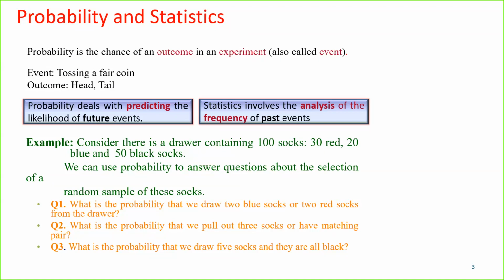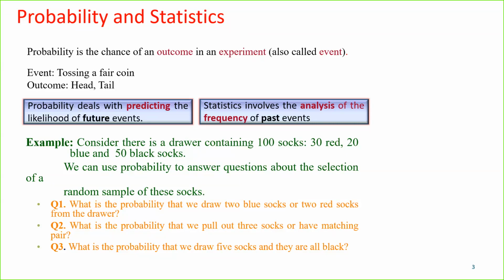So if you look at all these questions that I have posed to you now, what is probability? Probability is basically the chance of an outcome in an experiment or an event. We also call it an event. So this experiment could be tossing a coin. This experiment could be rolling a dice. This experiment could be picking a card from the deck of cards, or picking a ball from the drawer of balls, right? So this experiment could be anything.